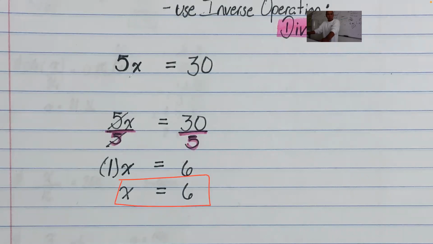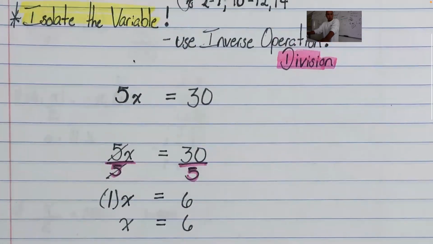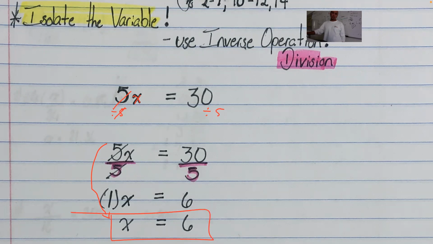And notice how that makes sense. 5 times 6 is equal to 30. So again, when you're given an equation, 5x is equal to 30, I am multiplying. So to isolate the variable, when I'm multiplying, I have to divide. So I'm going to divide by 5. 5 divided by 5 is 1. 1 times x is just equal to x. That's why there's an x by itself. But whatever I do to one side, I must do to the other. So 30 divided by 5 will give me 6, which gives me my final answer. X is equal to 6.